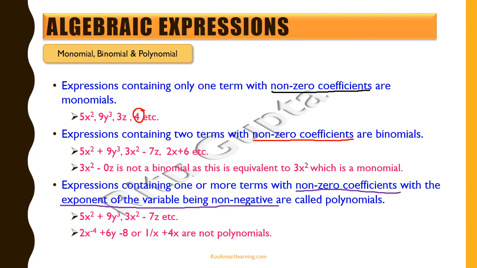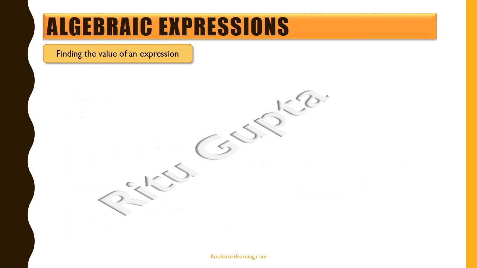Now try and understand here: 2x raised to power minus 4 plus 6y minus 8, or any expression like 1 by x plus 4x. These are not polynomials, because they have a negative exponent for the variable x. So if we are saying 1 by x, this is equivalent to saying x raised to power minus 1. So these are not polynomials.